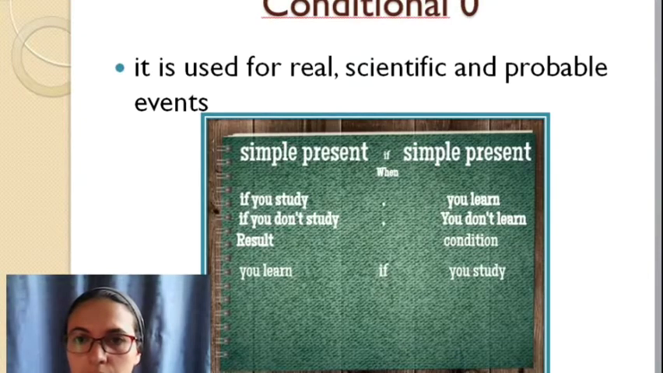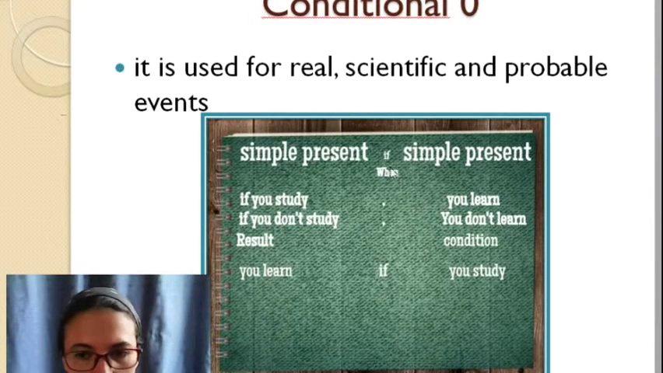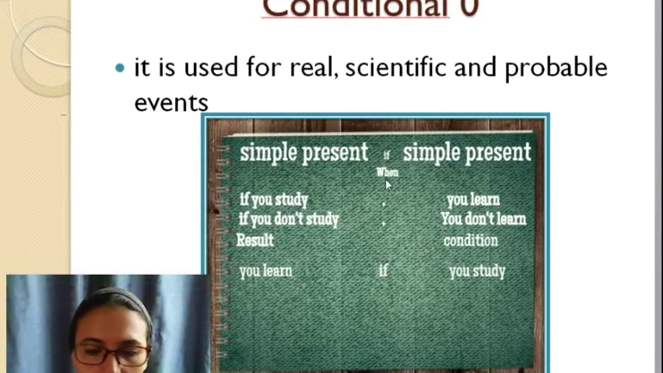Well, let's start. Conditional 0 is used for real, scientific, and probable events. The first part is simple present, if or when, and the consequence is simple present too. Note, the if clause can be either the first or the second part of the sentence.